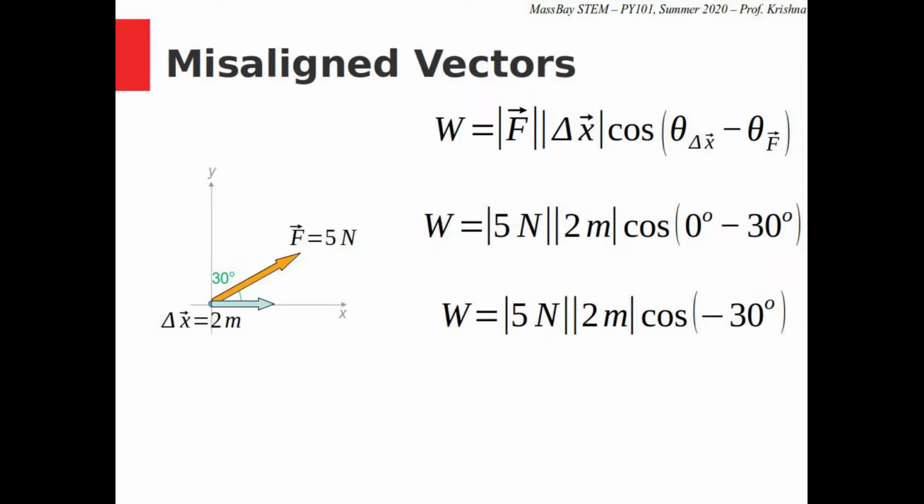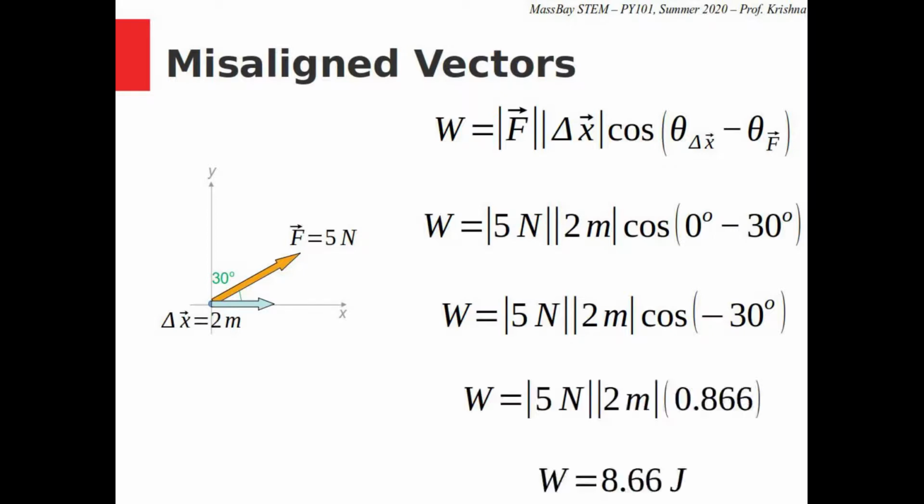Simplifying, the work is now equal to 5 newtons times 2 meters times the cosine of negative 30 degrees. That works out to only 8.66 joules of work. So the greater the angle between the force and the displacement, the less work the force actually does.